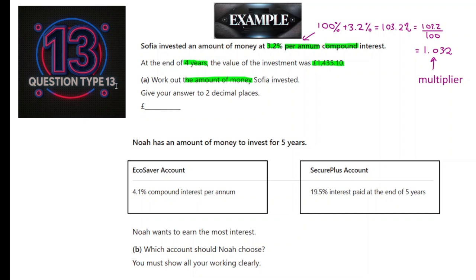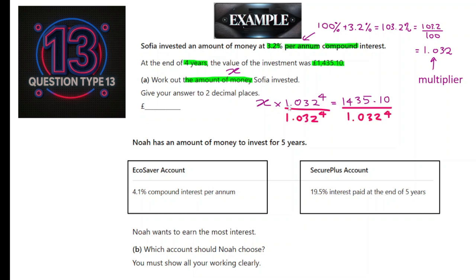We don't know the amount of money that she invested, so let's call it X. So X is multiplied by the multiplier 1.032 raised to the power of time, which is 4 years, gives you £1,435.10, and all you need to do is divide both sides by this number.